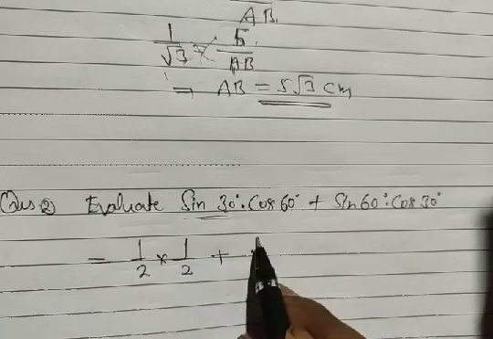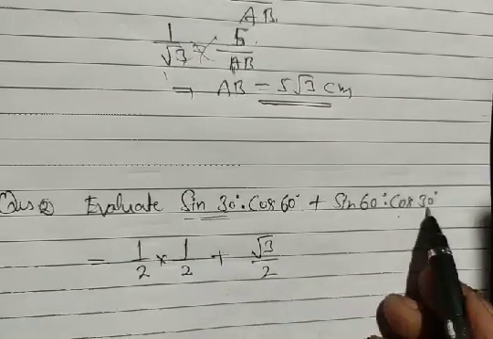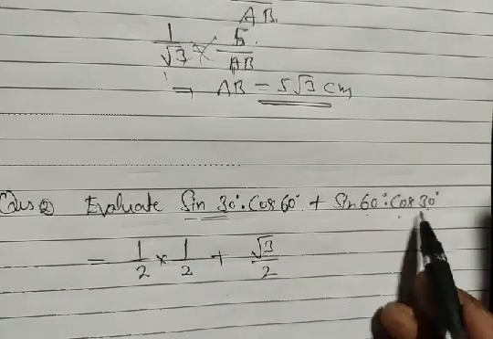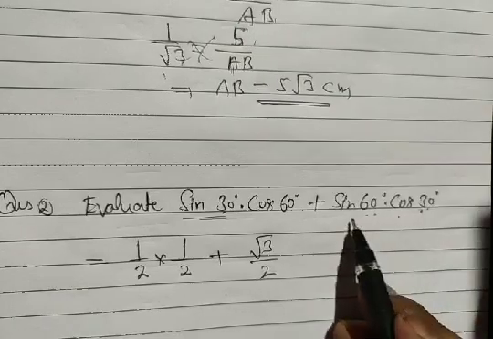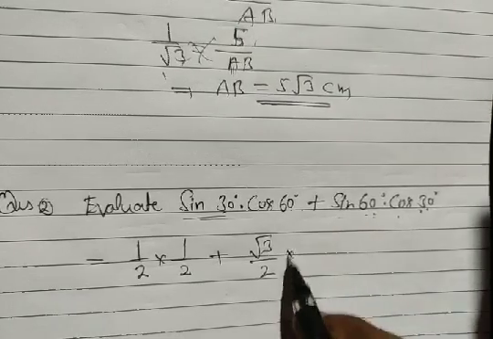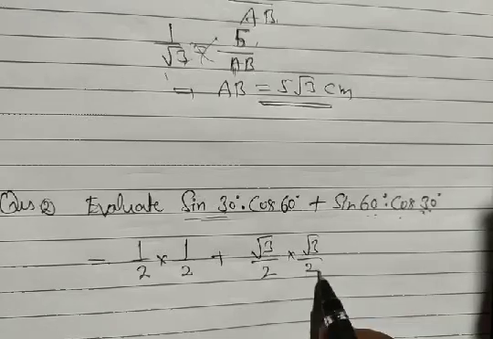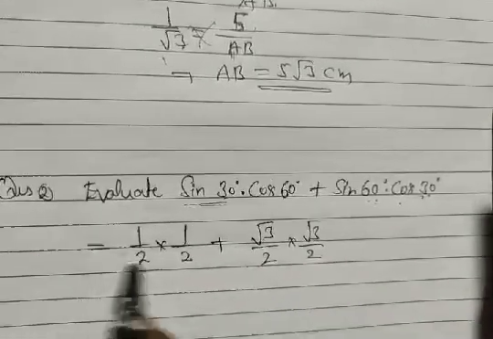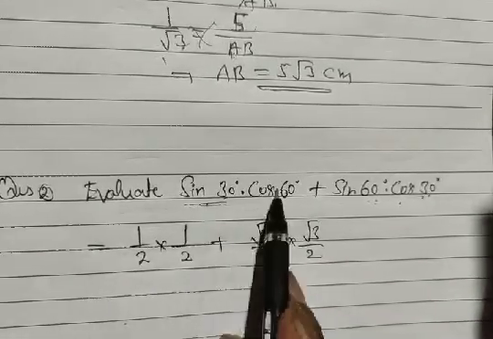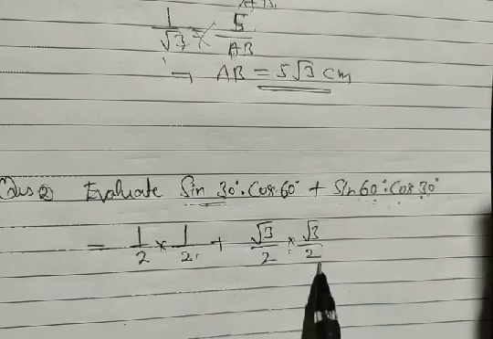The value of sine 60 is root 3 by 2. Now here cos 30, again cos and sine are complementary angles. What is the value of sine 60? We have the same value for cos 30, root 3 by 2. Now we are putting in the values of sine 30, cos 60, sine 60, cos 30.